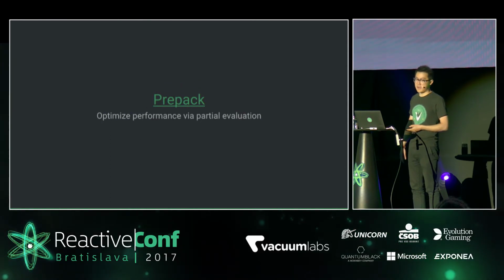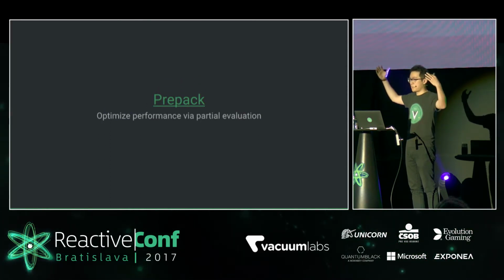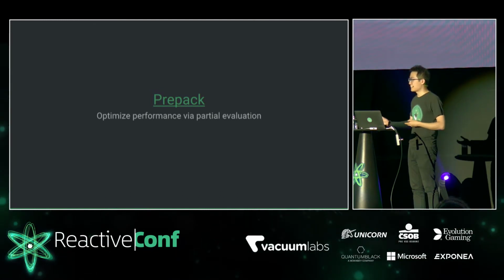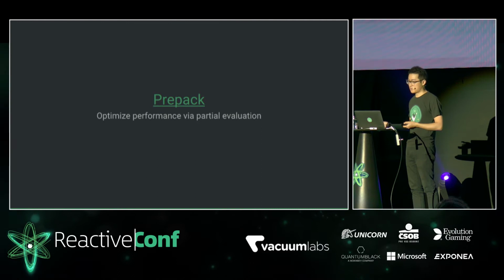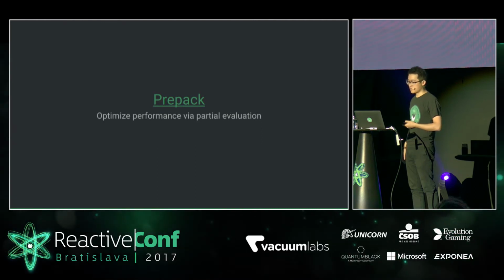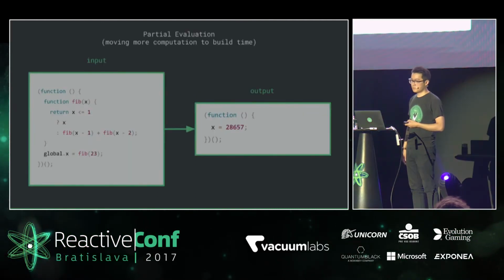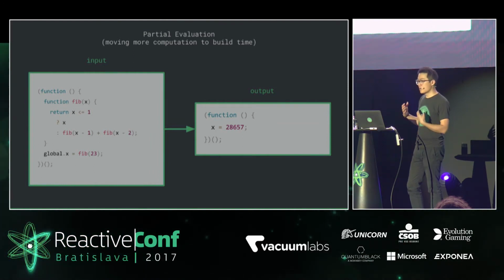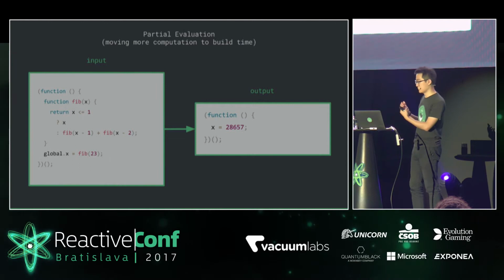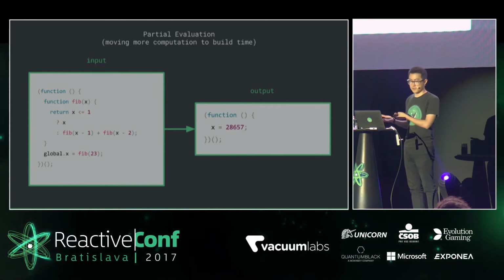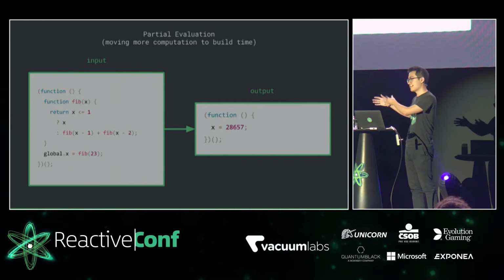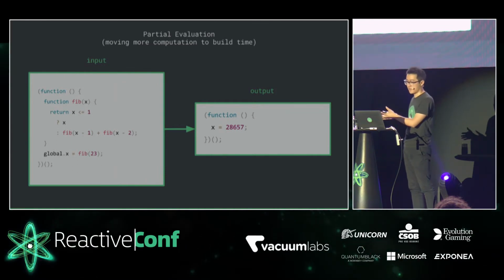And then we have Prepack. This is meta level optimization. You just give it your JavaScript and it turns your JavaScript into more optimized JavaScript by doing partial evaluation. The strategy it takes is it'll essentially run whatever code is possible in your source code and try to produce the code that results in the same side effect.